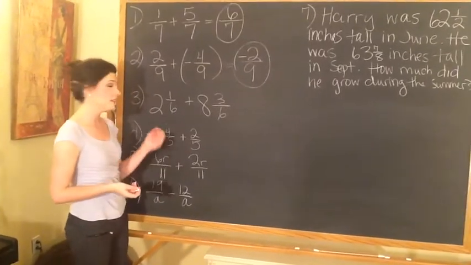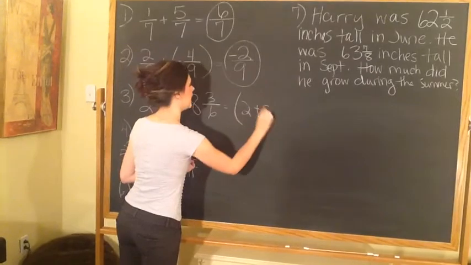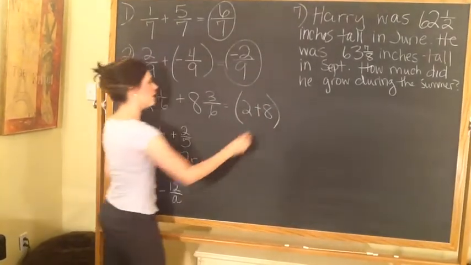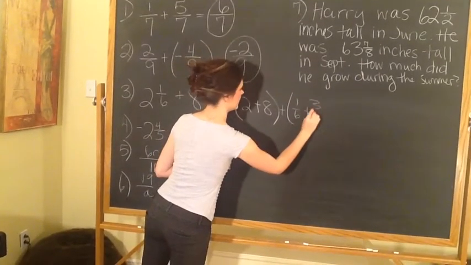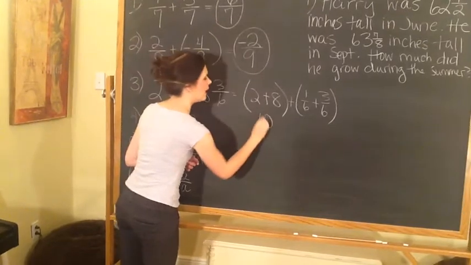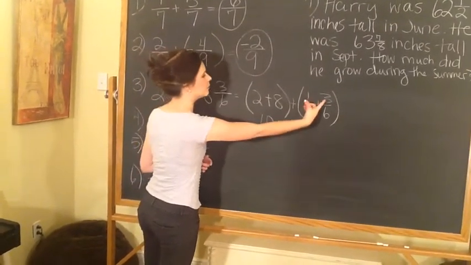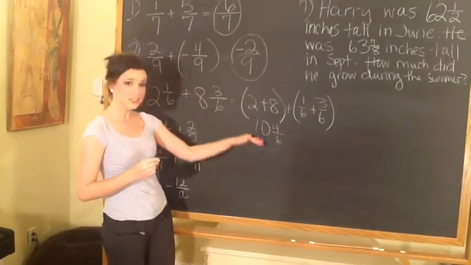Or you can keep it like this, and you can think of it as 2 plus 8, those are our whole numbers, plus 1/6 plus 3/6. So you can do it that way. So we'll have 2 plus 8, which is going to give you 10. And then 1/6 plus 3/6 is going to give you 4/6. But now, we cannot stop here.